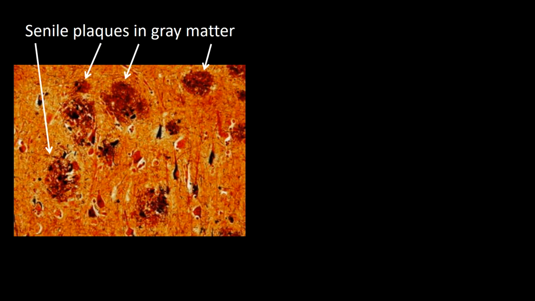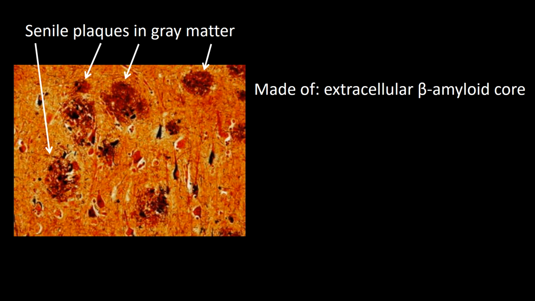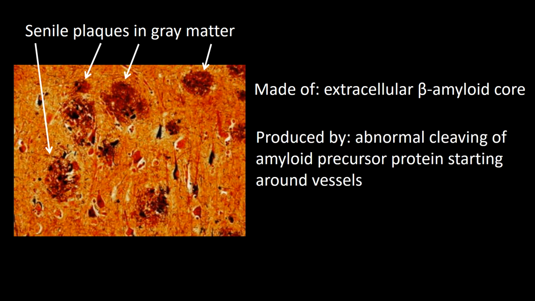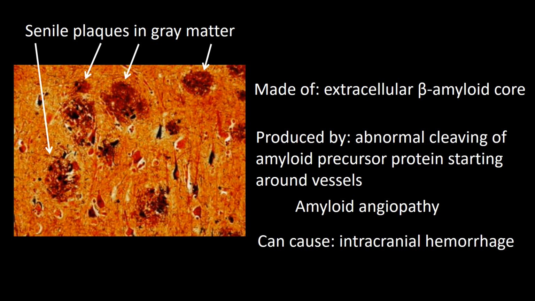The first one, as you can see in this colorful specimen, is senile plaques in the gray matter. Senile plaques consist of extracellular beta amyloid matter. Senile plaques are produced by abnormal cleaving of amyloid precursor protein. This process starts around vessels. Those produce amyloid angiopathy, which can lead to intracranial hemorrhage.